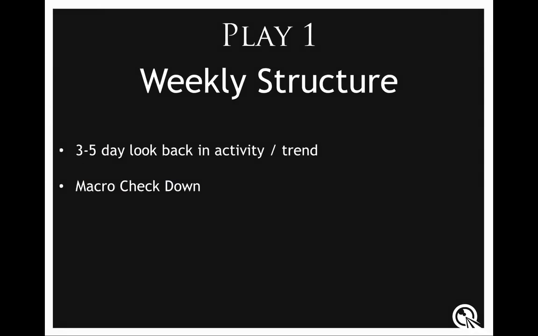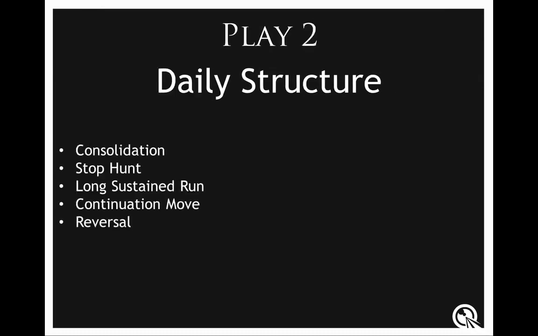Okay, so play number one, just to recap, is our weekly structure. It's a 3 to 5 day look back in activity or trend. We also call it our macro checkout. This helps us determine our directional bias, helps us highlight high probability pairs that may be in the process of forming strike zones. Play number 2 is our daily structure, which consists of the consolidation, stop hunt, long sustained run, continuation move, and the reversal.